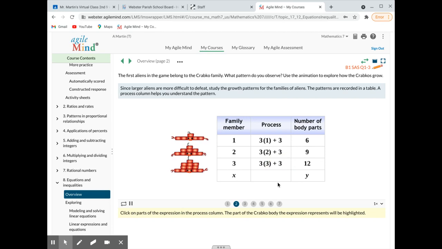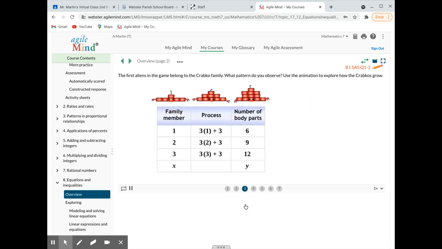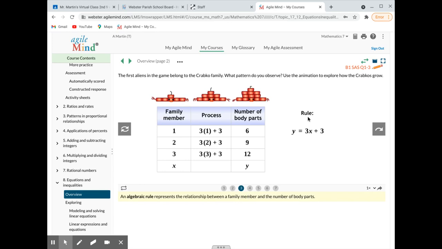I agree. Do y'all agree? Yes. All right. So looking at the rule that they came up with, it says y equals 3x plus 3. Isn't that what Najela just said? Yes. Yes. Thank you. I love when y'all participate.